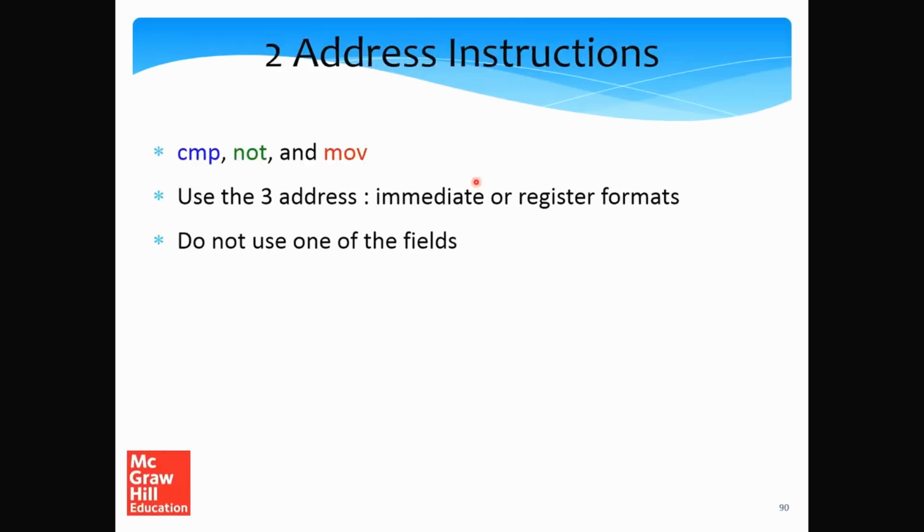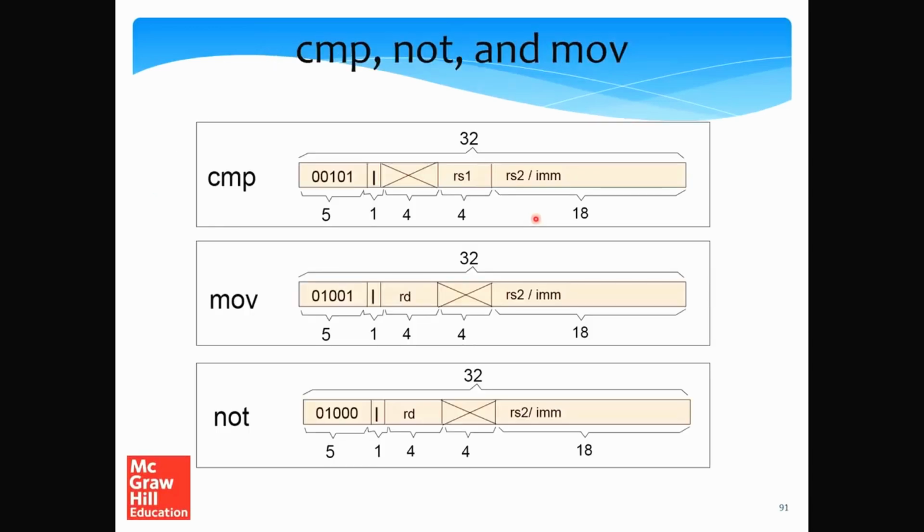Now let's take a look at 2 address format instructions like compare, not, and move. We'll use a simple solution which is used in many other areas of computer architecture as well. We'll use the 3 address format. We can use either the immediate or register formats, but we'll not use every single field. So we'll keep some fields unoccupied.